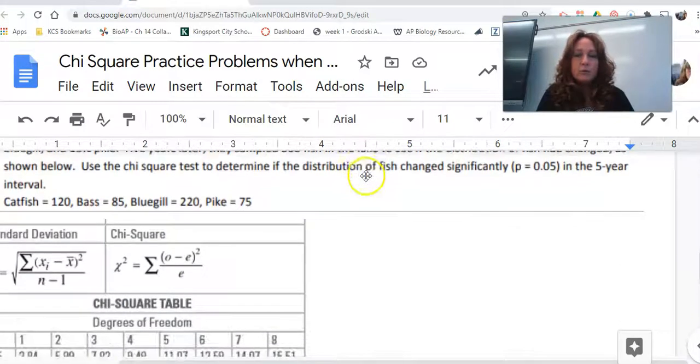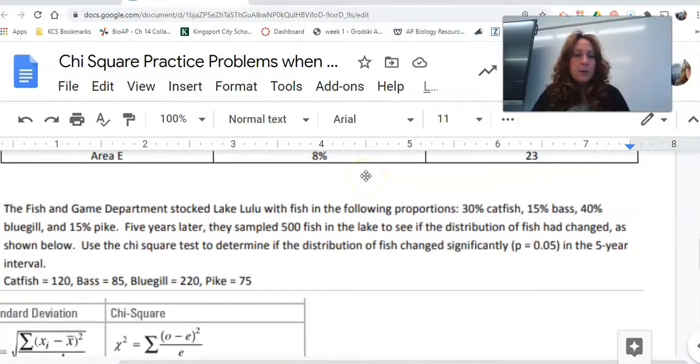All right, last one. We're doing 3. Oops, here we go. So, Lake Lulu. Fish and Game Department stocked Lake Lulu.